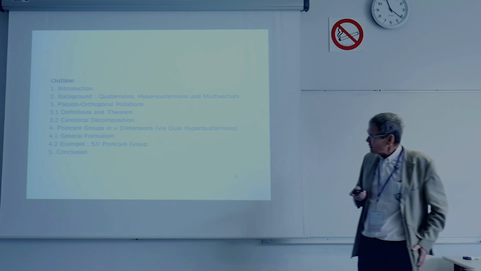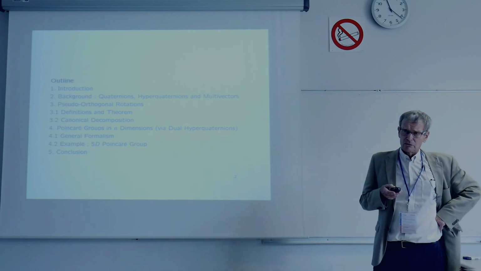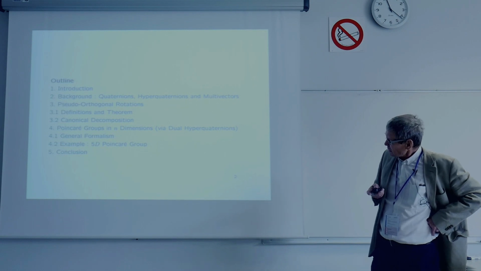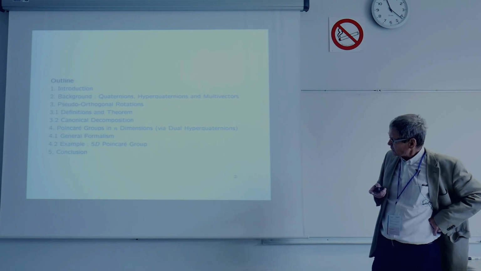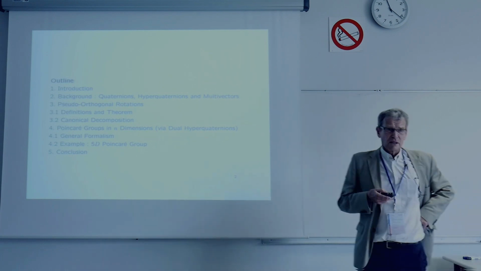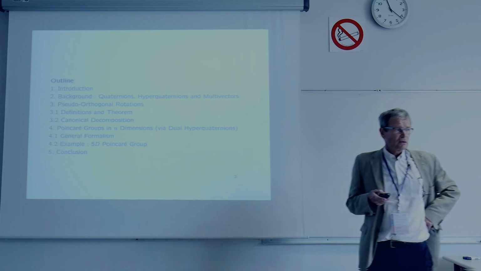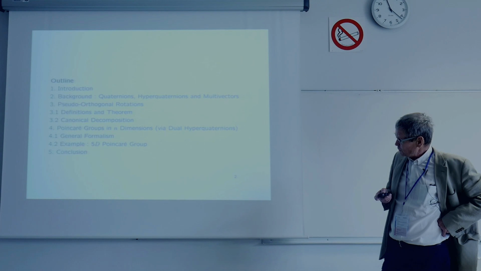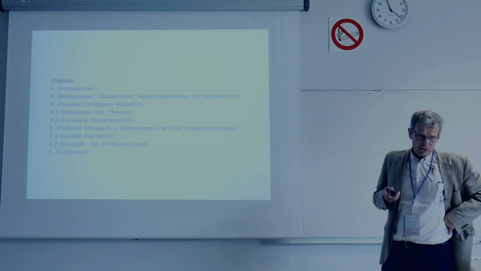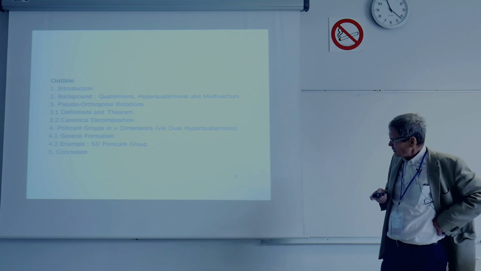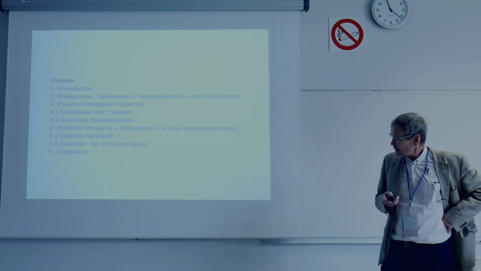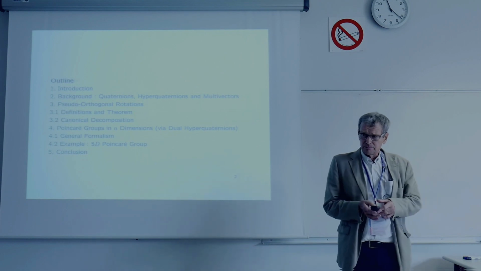Here's the outline. We first give the background: quaternions, hyperquaternions, and multivectors. Then we go on to pseudo-orthogonal rotations, a few definitions and theorems. We give a canonical decomposition in the hyperquaternion formalism. Then we go on to the Poincaré groups in n dimensions via dual hyperquaternions. And then we end up with a 5D Poincaré group example.